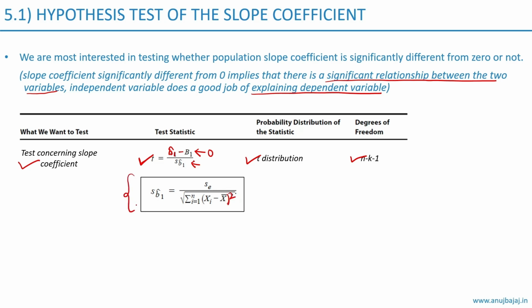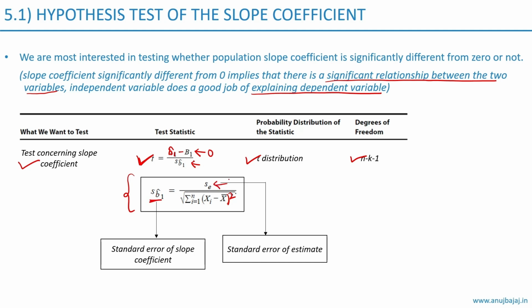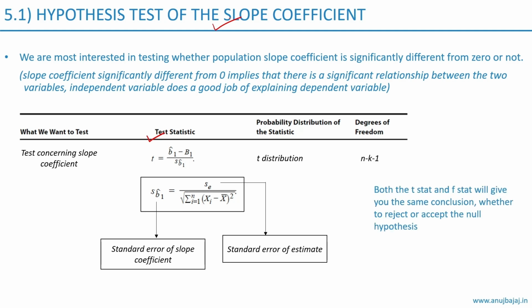You need to remember the formula of the standard error of the slope coefficient as well as the t statistic. This is referred to as the standard error of the slope coefficient, and this is the standard error of estimate. So it doesn't matter if we use the t-stat or F-stat to conduct the hypothesis test concerning the population slope coefficient. Both the t-stat and the F-stat will give us the same conclusion whether to reject or fail to reject the null hypothesis. Even though the t-stat value might be different from the F-stat value, the conclusion will be the same.